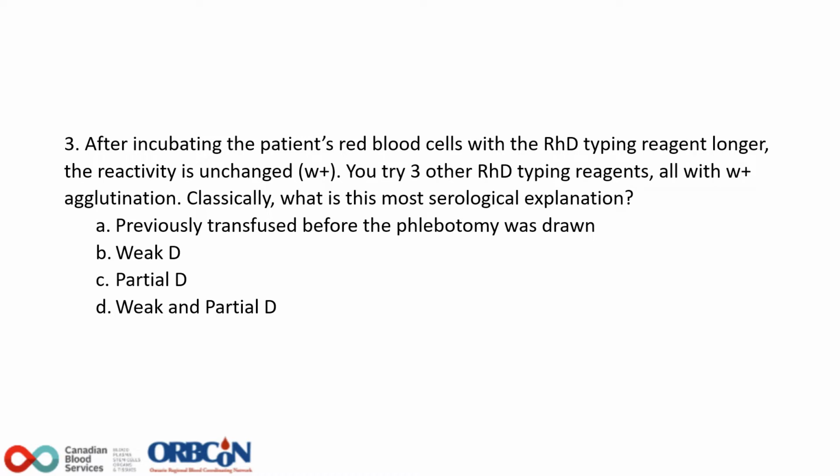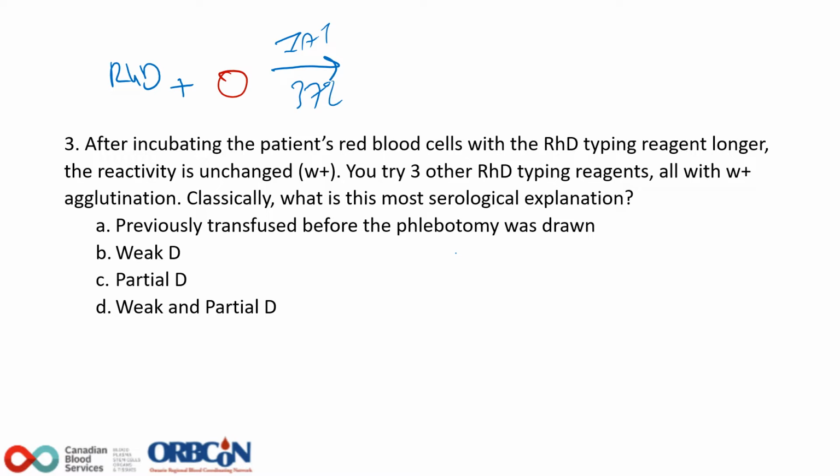So now you start thinking about this in the lab, and you incubate the patient's red blood cells with an RHD typing reagent longer, essentially doing a weak D test. You take your RHD reagent, add it back to the red blood cells, and all you really do is incubate it longer, and then you read it at essentially the IAT phase after your 37-degree incubation.